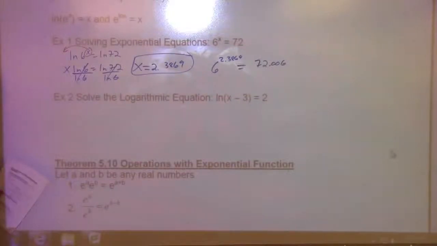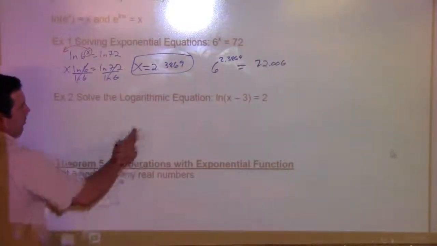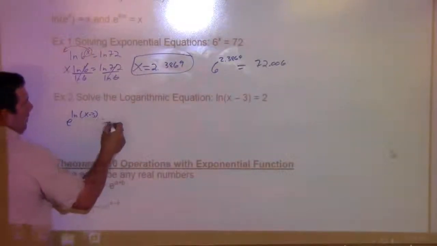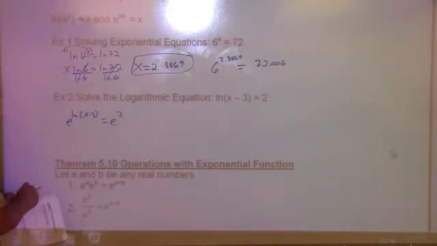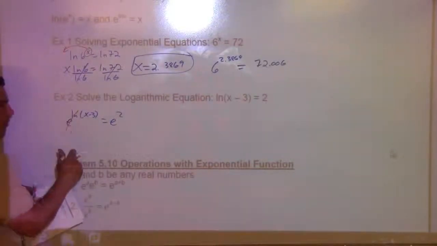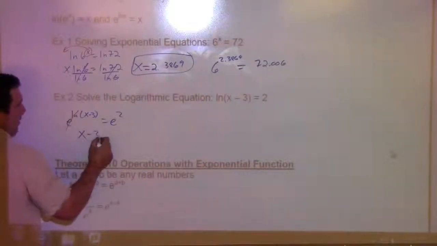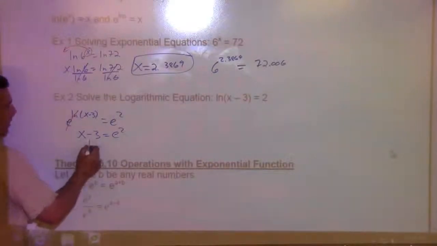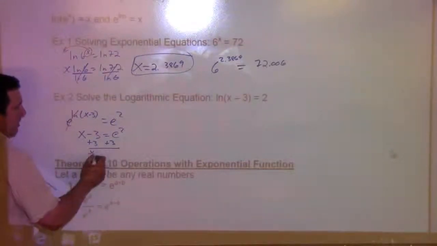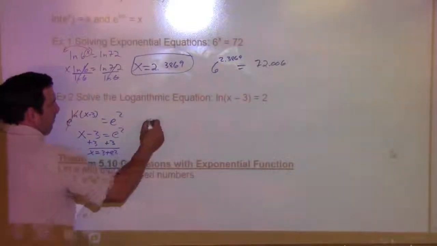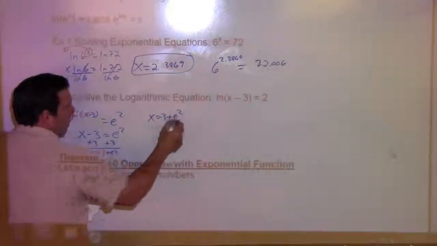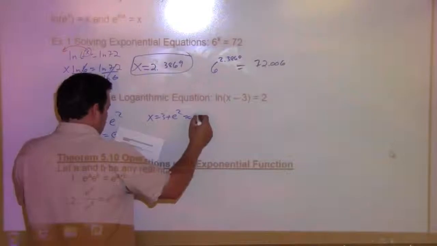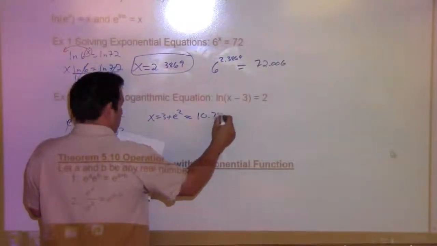Solve the logarithmic equation. Natural log of x minus 3 equals 2. So to undo a natural log, say e to the natural log of x minus 3 equals e to the 2. And e to the natural log, that cancels, and this is probably not exactly the right way to write this. We'd say x minus 3 equals e to the 2. I mean, this is correct. Doing that canceling may not be exactly correct. Then we add 3 to both sides, and x equals 3 plus e squared. And there you go. That's the exact value. If you want a decimal approximation, it's going to be 10.3891.